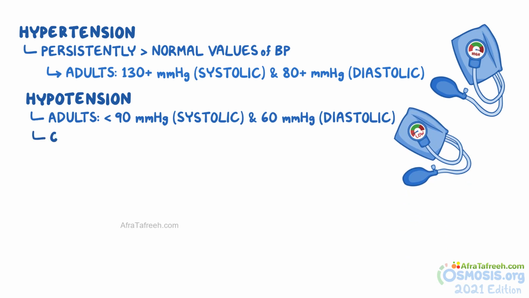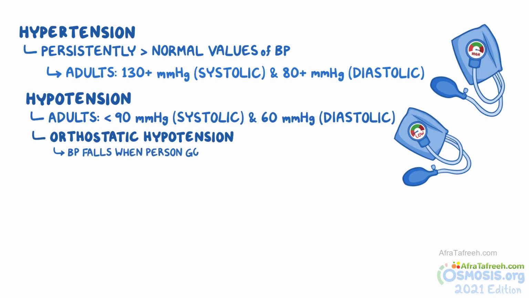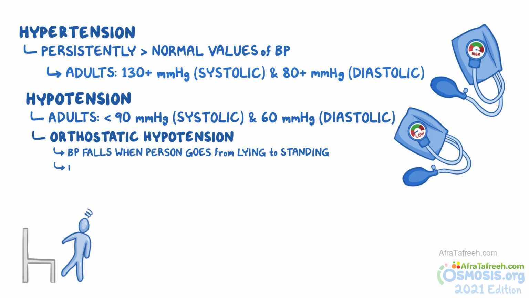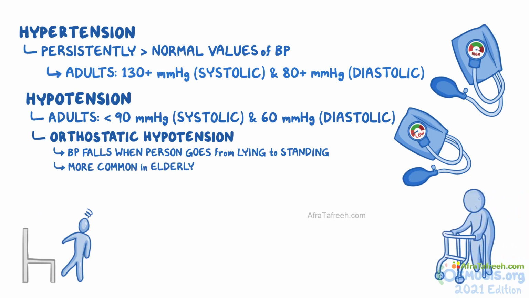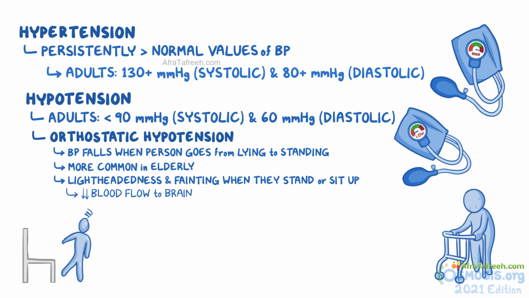A variant of that is orthostatic hypotension, which is when blood pressure falls when a person goes from a lying down position to a standing position. This is more common in the elderly, and these clients could experience lightheadedness and fainting when they stand or sit up due to decreased blood flow to the brain.